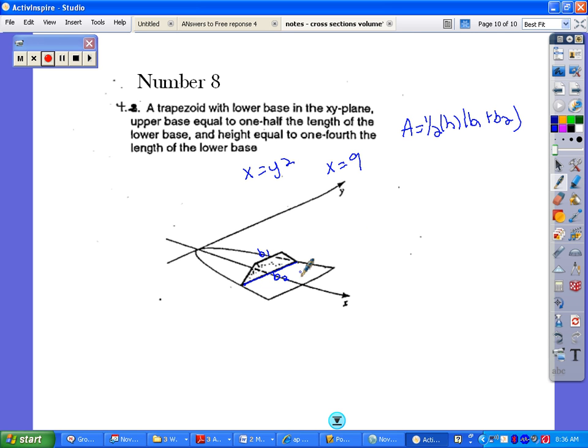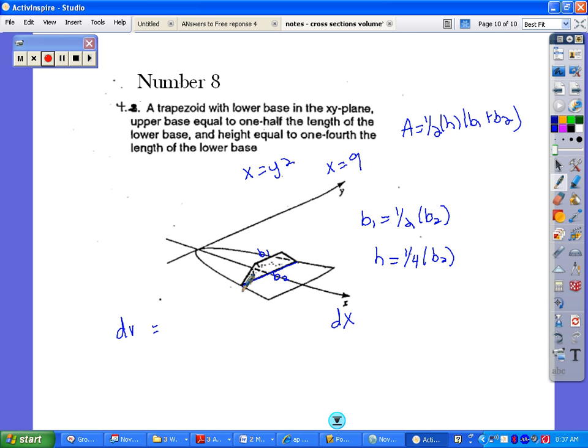It's in the xy plane, and then the upper base is equal to, so b1 is equal to 1/2 the length of the lower base, so 1/2 of b2. And the height is 1/4 the length of the lower base, so h is 1/4 b2. So we want to get this all in terms of x because we're perpendicular to the x-axis. So again, dV is going to be dx. This is going to be a long equation. So the area, we're going to use this 1/2 height times b1 plus b2. And everything's in terms of b2, so we have to figure out what that is.